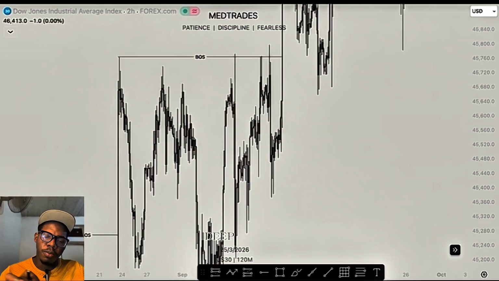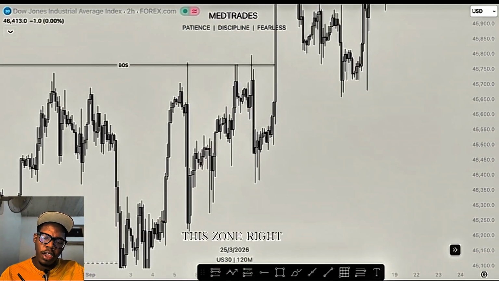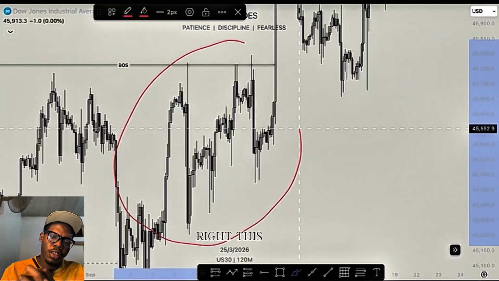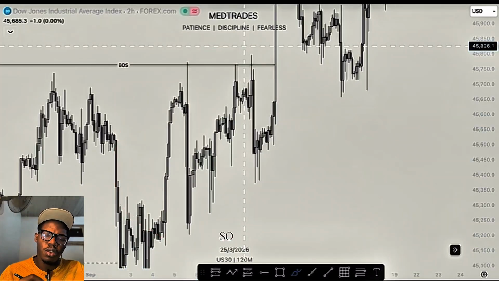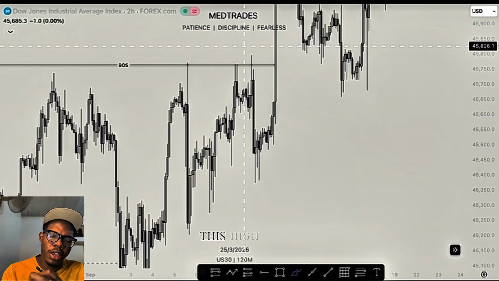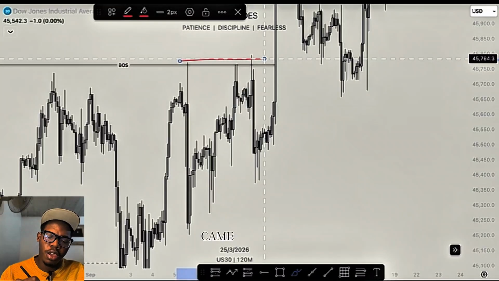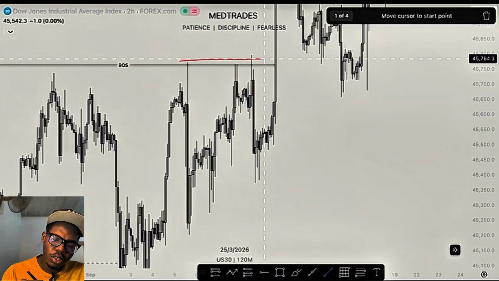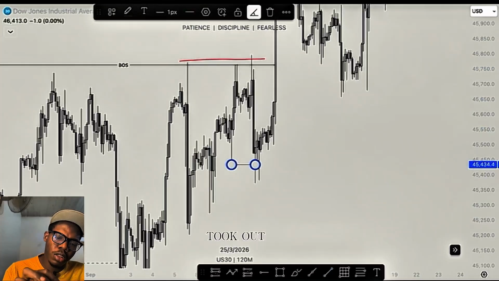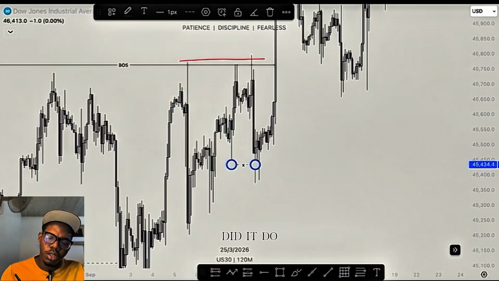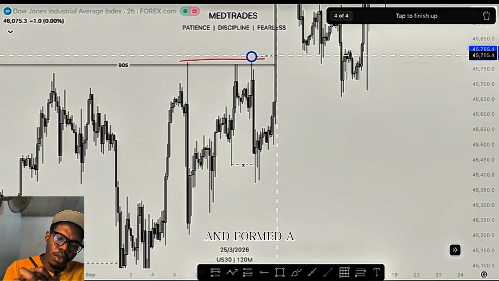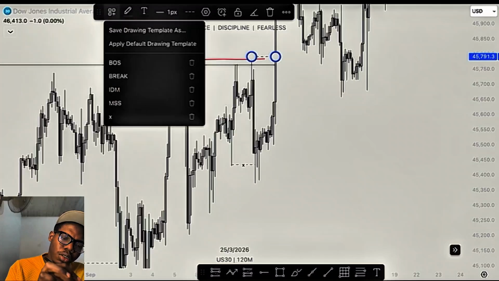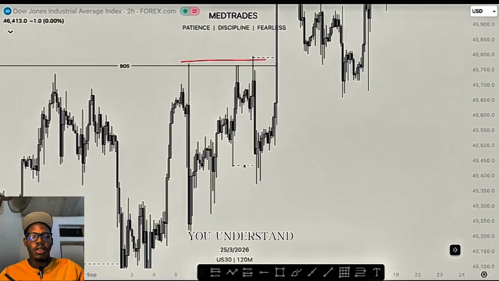Now let's look deeper. You can see around this zone right here, this level is like an internal structure, for those that want to keep on stacking and positioning trades. As you can see, price took out this high right here, came here and took out this liquidity. It took out the liquidity, and what did it do? It came into this zone right here and formed a break of structure. You understand?